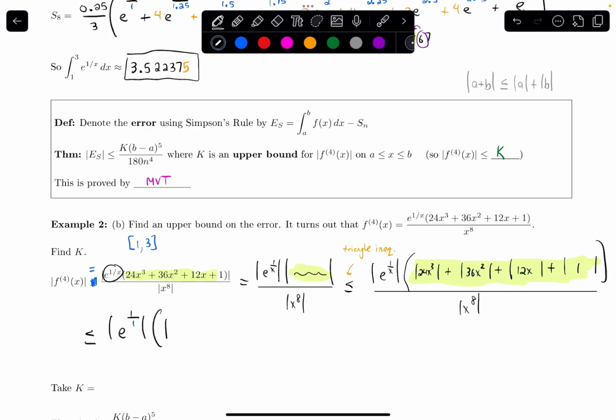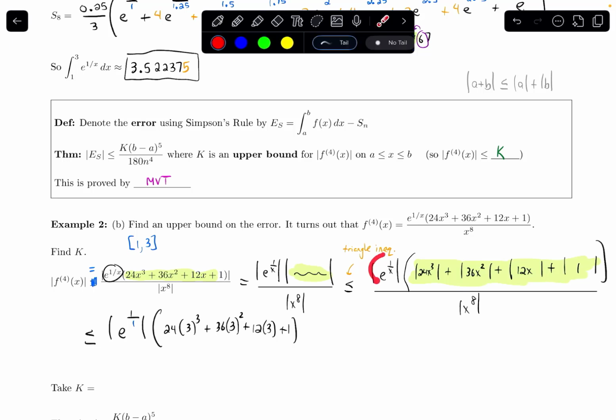Once I plug in 3, all these things are positive, so I don't need to write the absolute value. I can just write 24 times 3 cubed plus 36 times 3 squared plus 12 times 3, and then plus that 1. So overall, I'm replacing each of these terms in the numerator with something that's bigger than it, something that's greater than or equal to it.